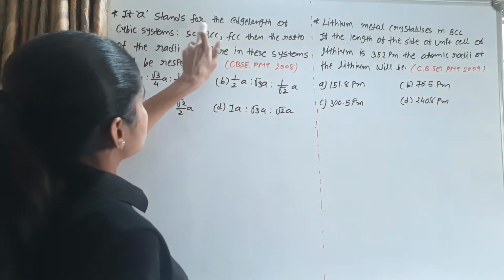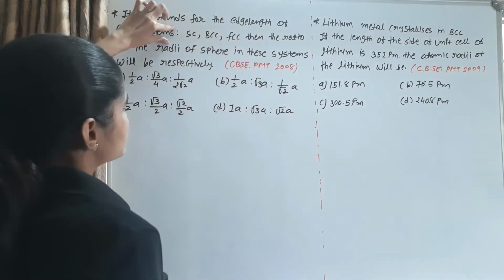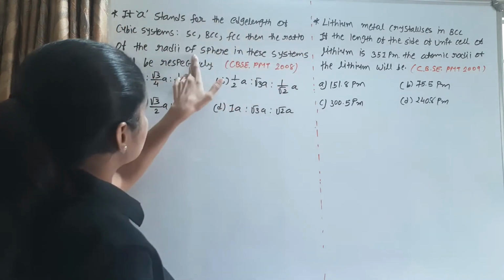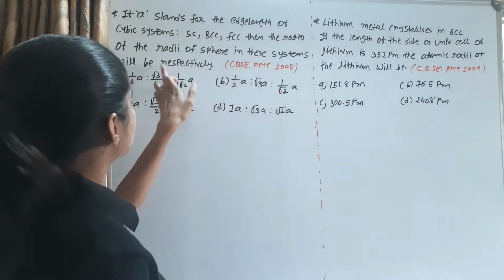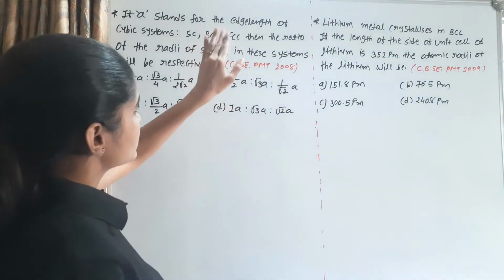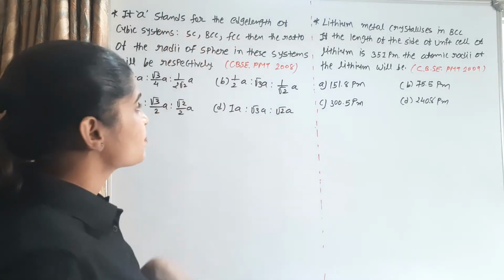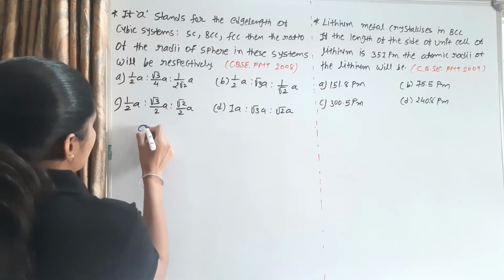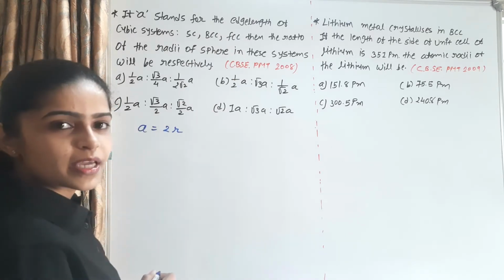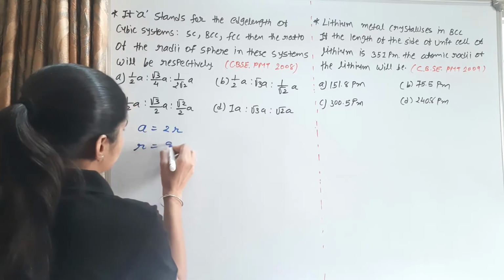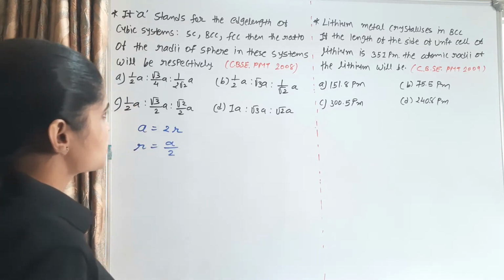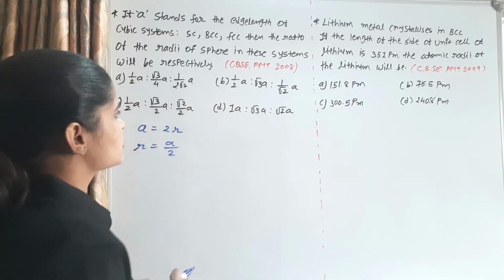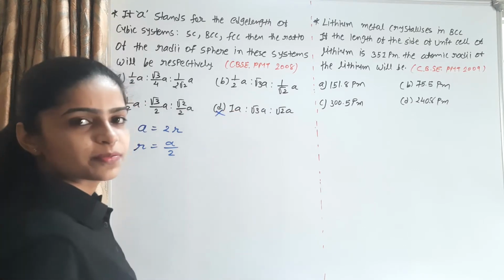Next, if a stands for the edge length of cubic systems, simple cubic, body centered and face centered, then the ratio of the radii of spheres in these systems will be, respectively. First, find out the radius in simple cubic, BCC and FCC. For simple cubic, a is equal to 2r, that means r is equal to a by 2. First, check the options: a by 2, a by 2 and a by 2 for the first.